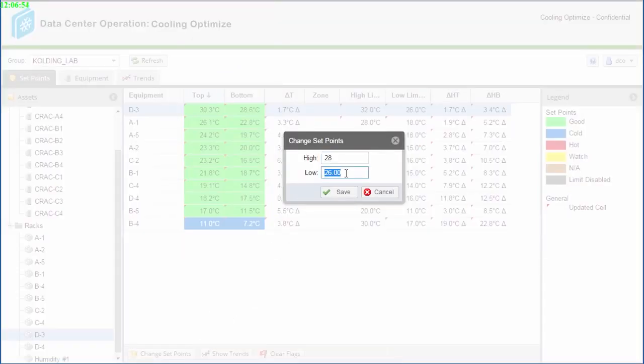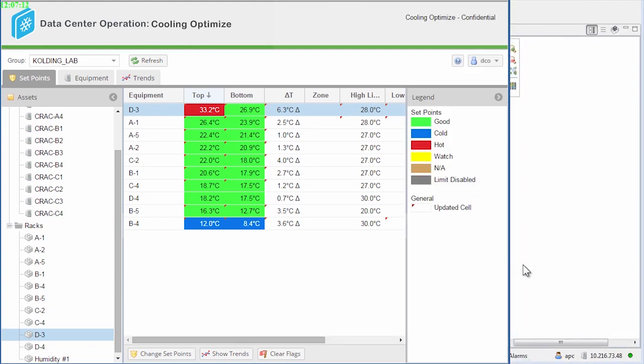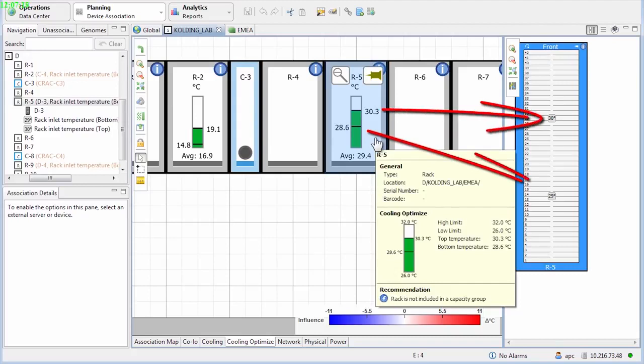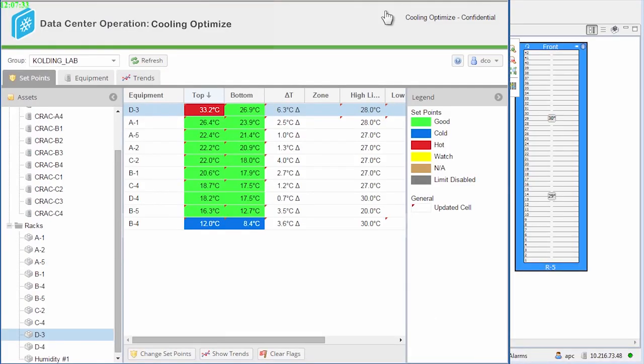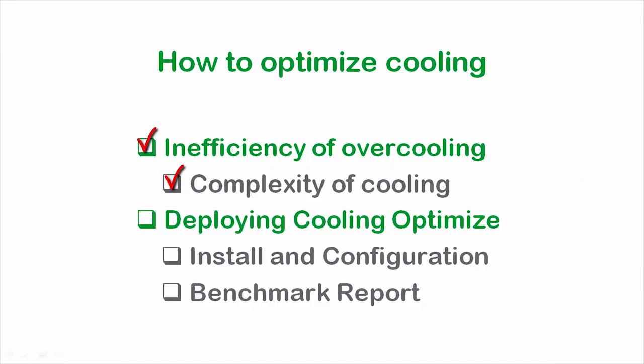Set points could be defined individually for each sensor pair, typically a rack. The same data is available in the Cooling Optimize overlay and in Rack View. Based on temperature differences and influence maps, control signals are sent to cooling units. We configured Cooling Optimize.